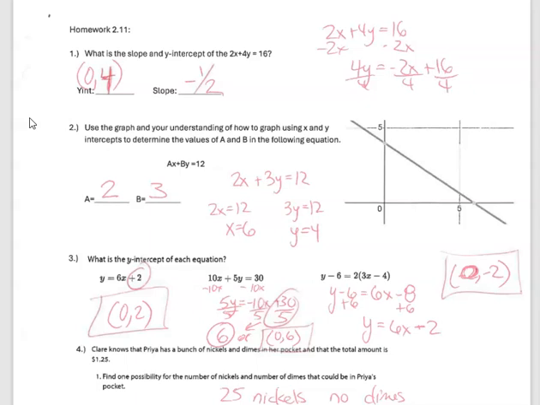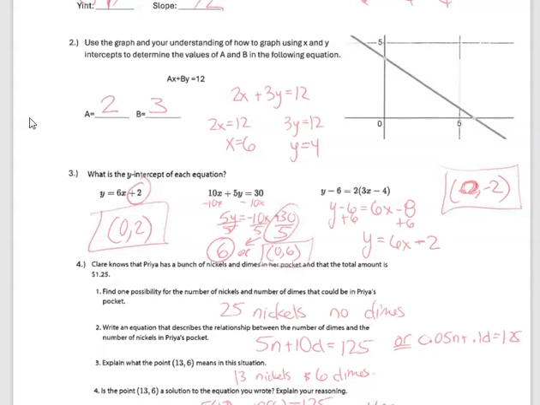And you could see that the y-intercept was 16 over 4, which is the same thing as 4. Sometimes people just say the y-intercept is 4, but technically you should say (0, 4). The next one says, according to this graph, what should your a and b values be?